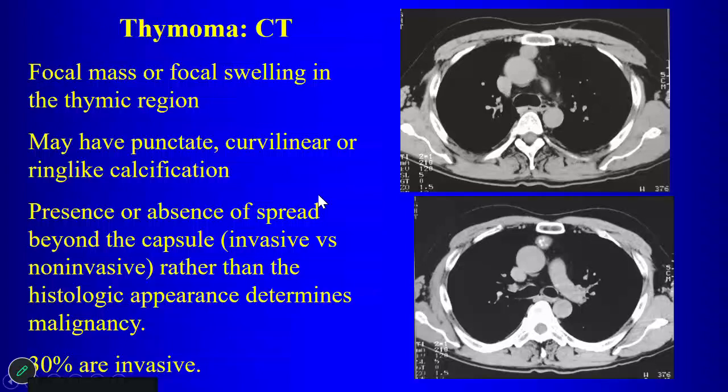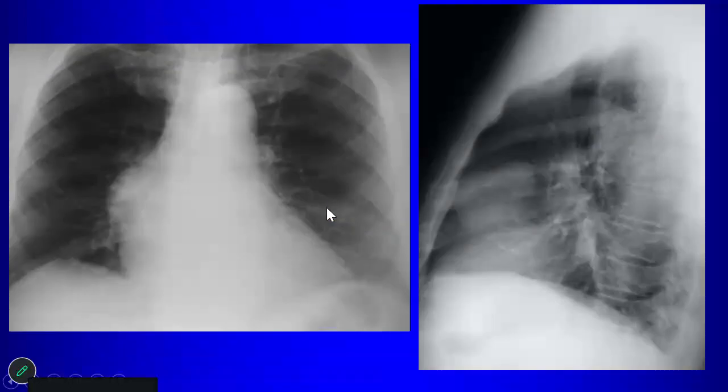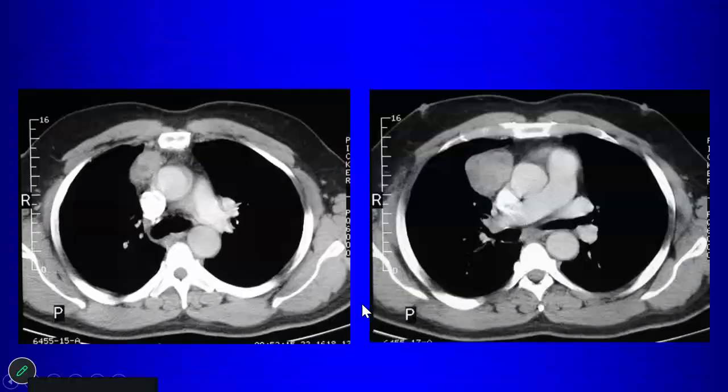Okay. Focal mass, anterior mediastinum, they may have calcifications. It is spread beyond the capsule that determines whether it's invasive or non-invasive. We can't always tell by imaging. If there are findings like pleural metastases, then of course you're going to be thinking about invasive thymoma, and about 30% of these can be invasive. So it's in our differential for an anterior mediastinal mass. It's another example of a very nice thymoma here.